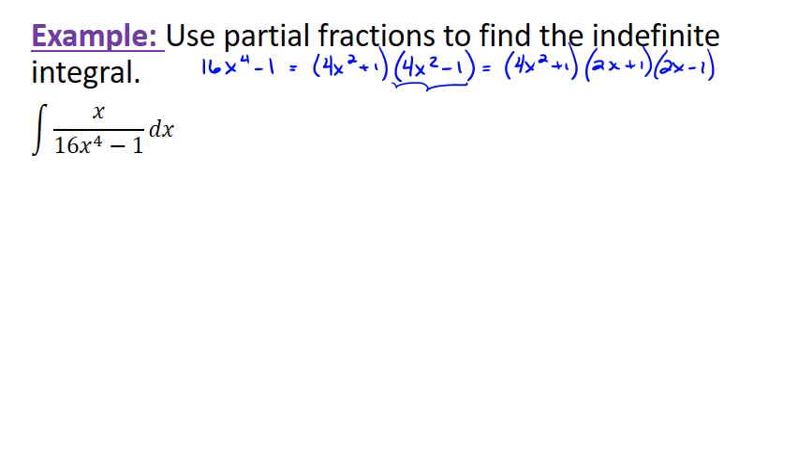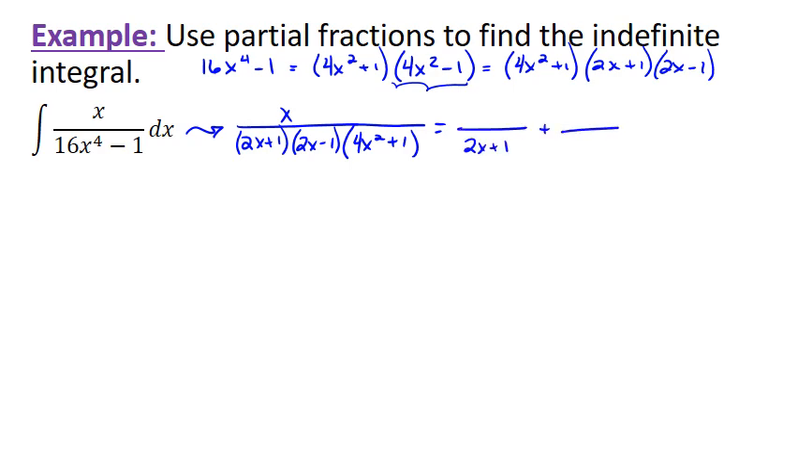So just like before, we will rewrite this fraction as x over, I'm going to write the linear factors first, 2x plus 1 times 2x minus 1 times 4x squared plus 1. Okay. Now, these 3 factors, none of them are repeated. In other words, none of them have an exponent. None of these are raised to some power. So I will have only 3 fractions, which are these fractions here.